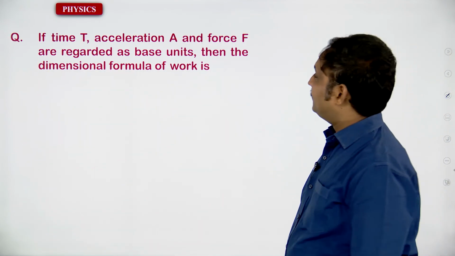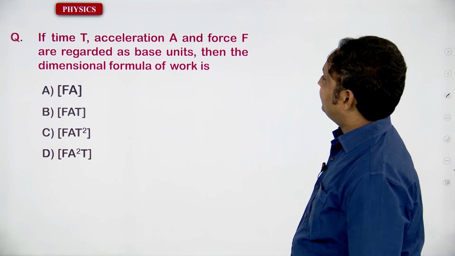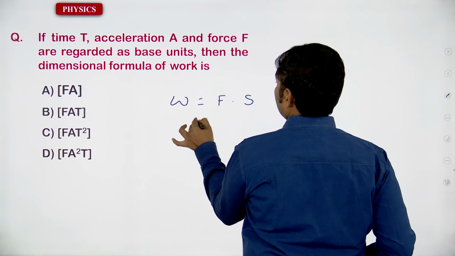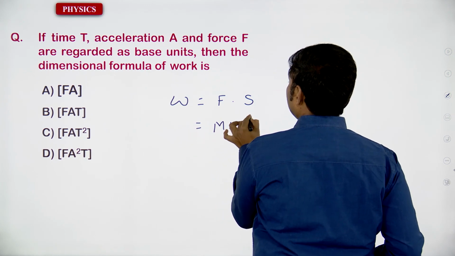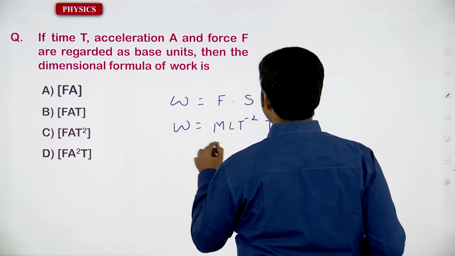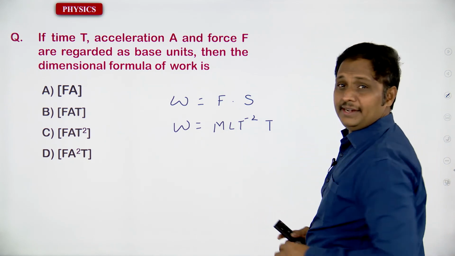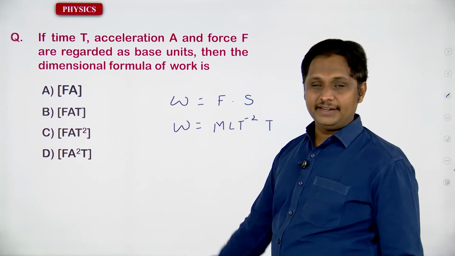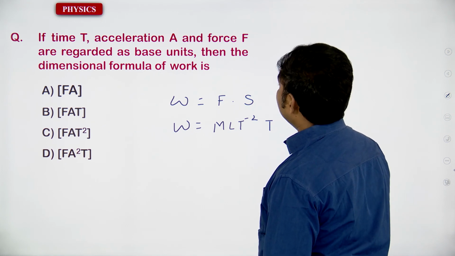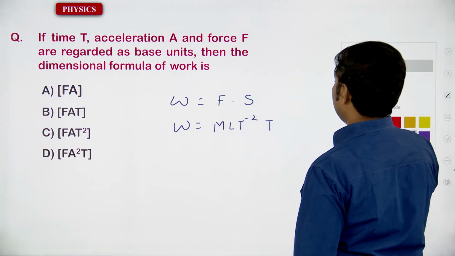We would like to go for this one. If time t and acceleration are regarded as fundamental, then find the dimensional formula for work. Work is equal to F dot S. So, MLT⁻² into S. Time t and acceleration, it's very easy for you. You will get that. It's not a simple task. Then they are going to ask that A is the acceleration, force into displacement. Just you have to get that.